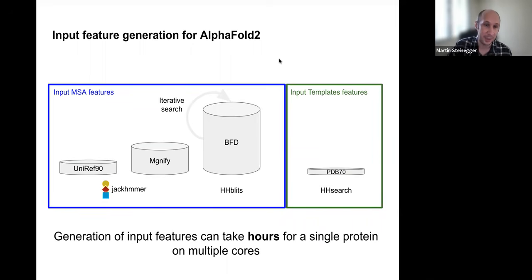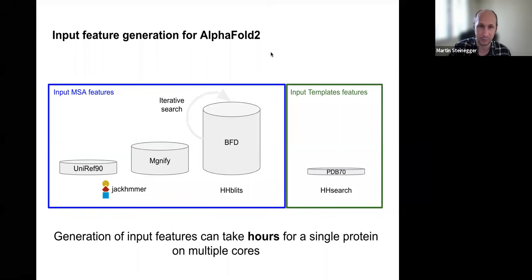And one big issue with AlphaFold currently is if you want to install it on your local cluster and run it, these databases are really huge. There's like 2.5 terabytes or so of space you need. And to search through them on multiple cores, you need hours for a single protein. So it's really heavy to search through them and build these MSAs.